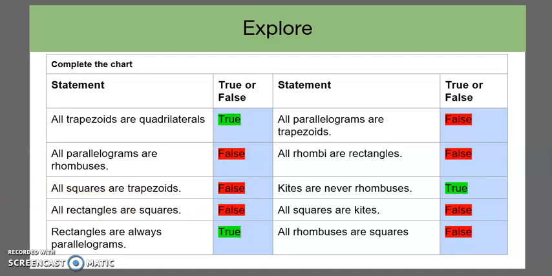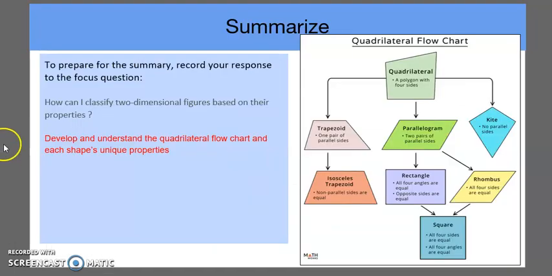Okay, now we're going to move into our summarization. How can I classify two-dimensional figures based on their properties? You want to develop and understand the quadrilateral flowchart and each shape's unique properties. And this is an example of how you can do that and understand each unique characteristic.